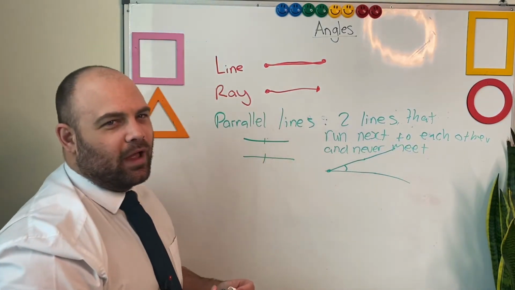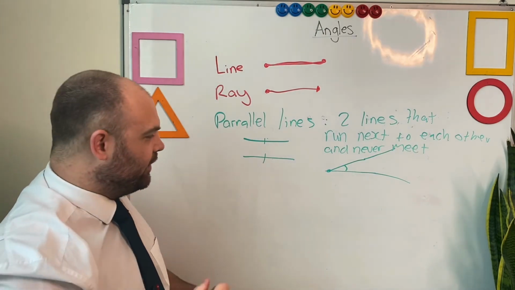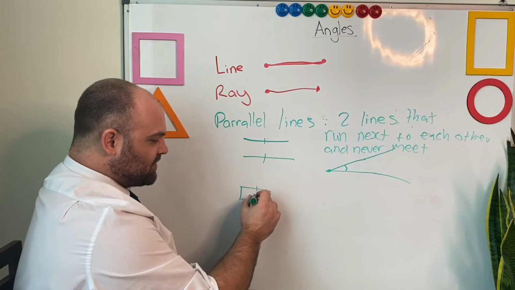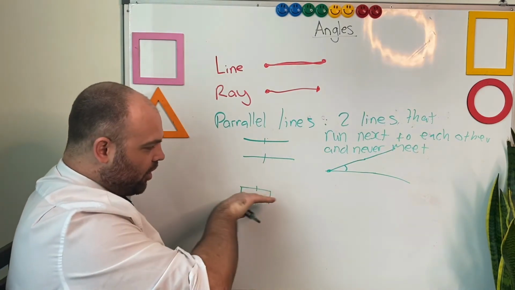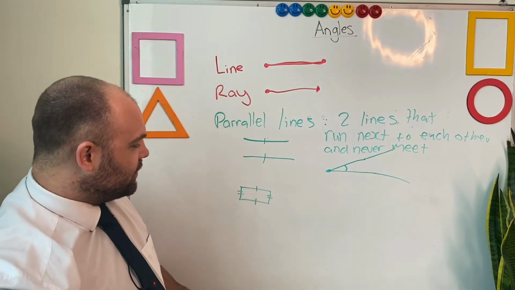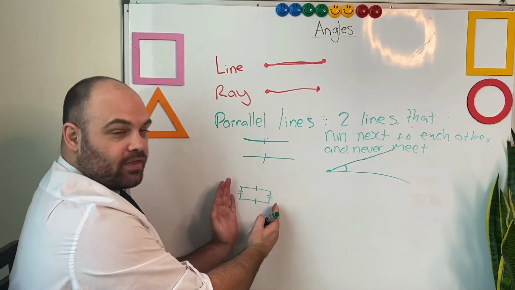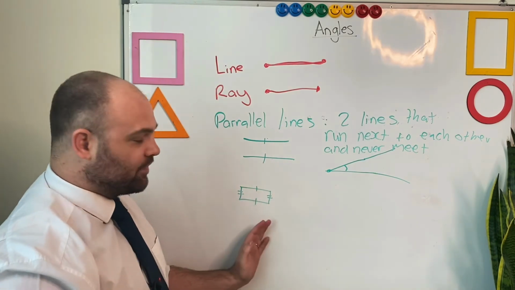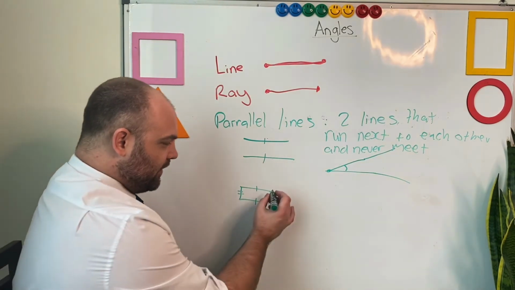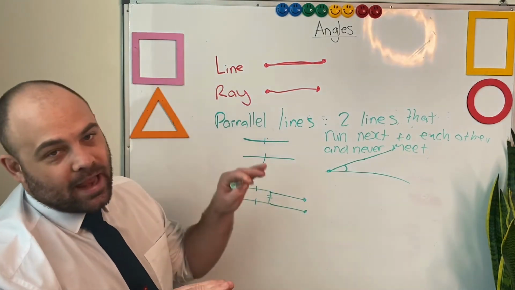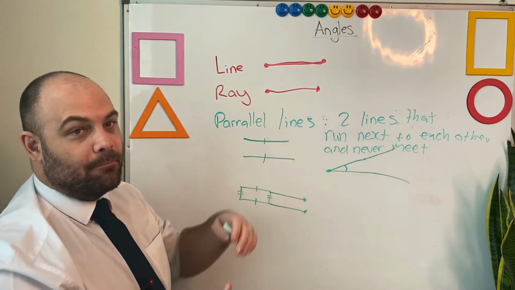And we see these a lot also in the shapes that we deal with. If we look at a rectangle, the opposite sides of the rectangle are parallel to one another. And so the width of this rectangle would be parallel and the lengths of this rectangle would be parallel. If we extended these on to infinity, there would never ever be a time where they met.